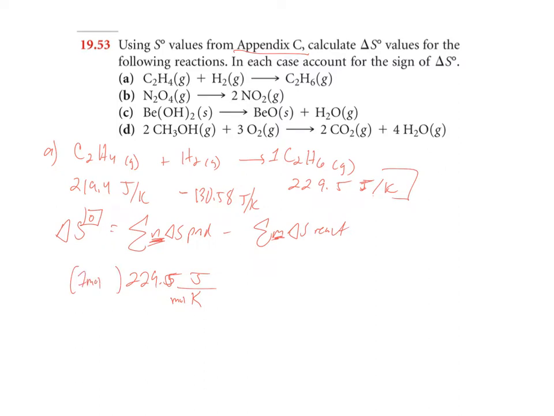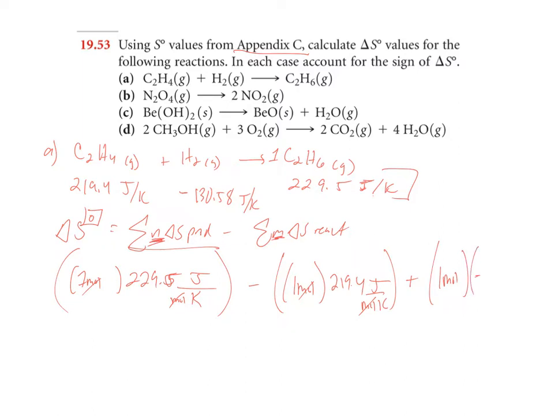So I'll do that in the beginning. 1 mole, which is my coefficient, times my entropy here for my product. That's this. All done. If I had more than one product, I would add it to the other one, but I don't. Minus my reactants. So here I have 1 mole of each, so 1 mole of my first product times 219.4 joules per mole Kelvin. And moles cancel out. Plus my other reactant, which is 1 mole times negative 130.58 joules per mole Kelvin. Moles cancel out.